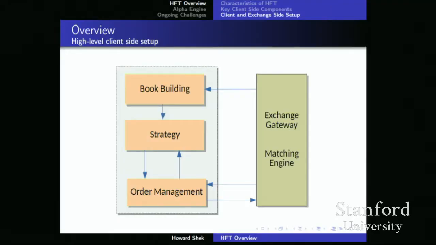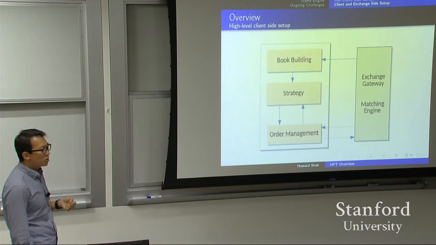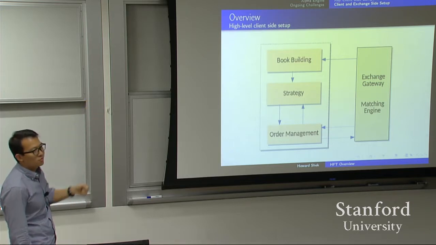So let's quickly recap the three components, and also in terms of where it sits relative to the exchange. On the left-hand side, you see the three components. On the top, you have the book building engine, which takes raw data from the exchange on the right-hand side. That raw data gets passed and the relevant information extracted. The book building engine then constructs an order book, and the state of the order book is then passed down to the strategy engine.